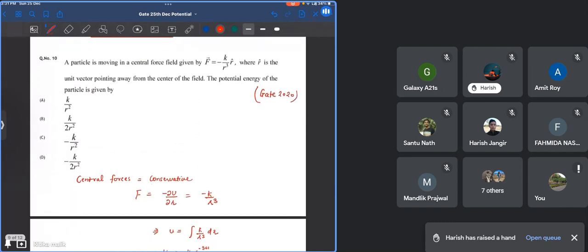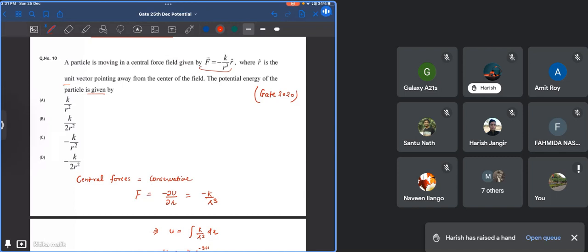And two questions appeared in GATE 2020 exam. So the first one is a particle is moving in a central force. Okay, this one is different in the sense we are not asking for conditions of equilibrium, but we are given that. Yes, someone asking. Okay, a particle is moving in a central force with r cap as a unit vector pointing away from the center of the field. The potential energy of the particle is.